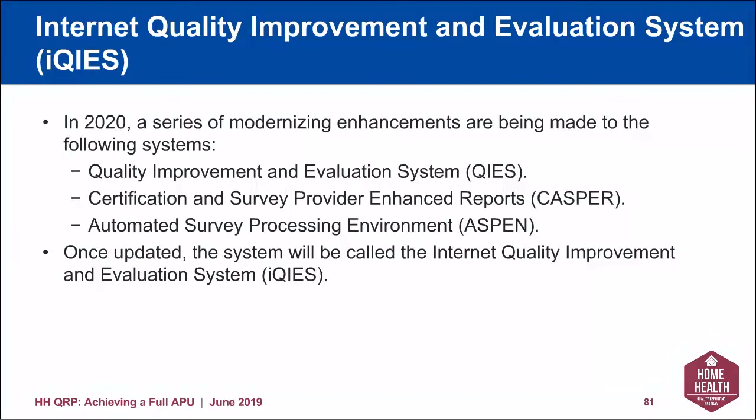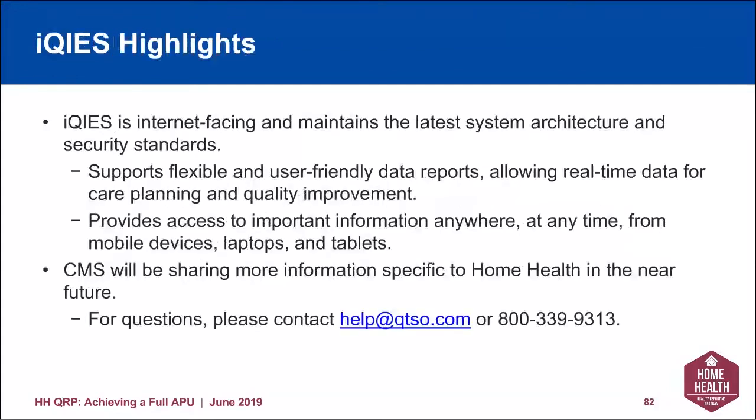The Internet Quality Improvement and Evaluation System, iQIES. In 2020, a series of modernizing enhancements are being made to the systems, Quality Improvement and Evaluation System, QIES, CASPER, and ASPEN. Once updated, the whole system will then be called the Internet Quality Improvement and Evaluation System, or iQIES.